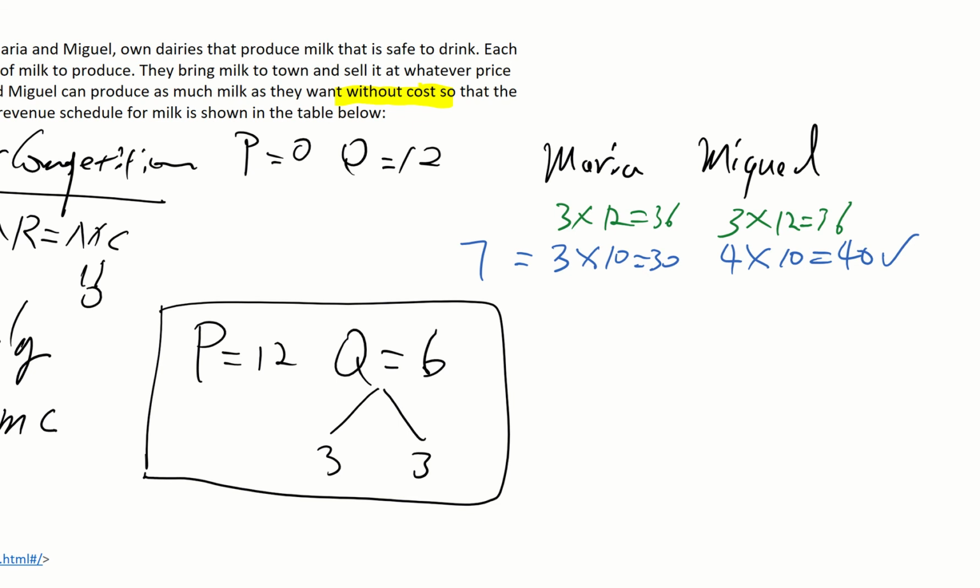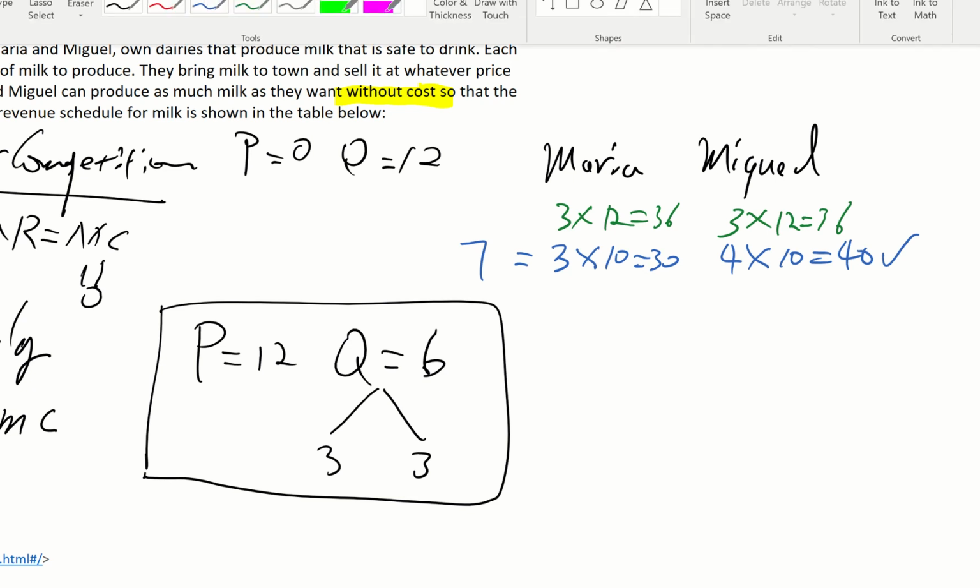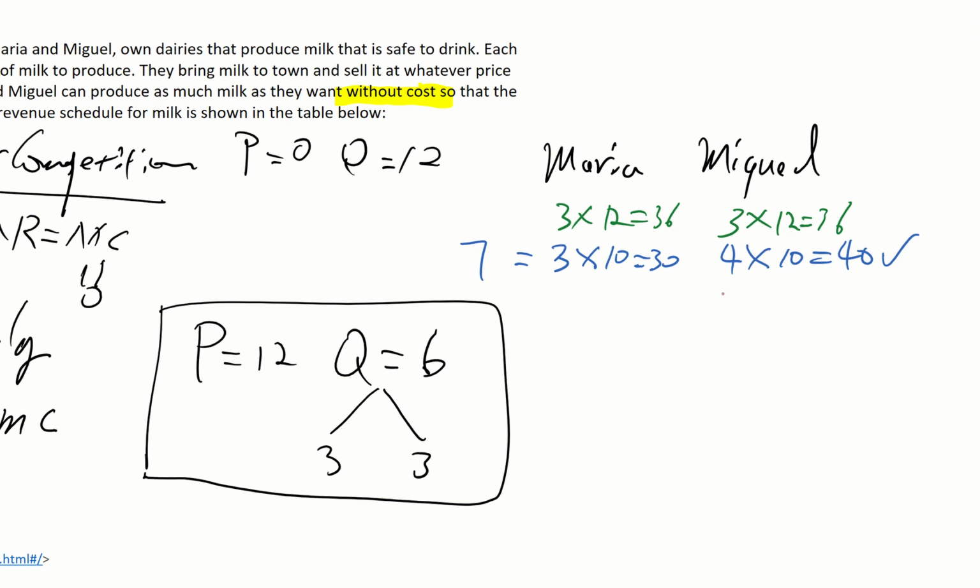Now for Maria, it's the same information. But to make it even worse, just imagine if you're Maria, and somewhere in your head you're thinking there's a chance that Miguel might cheat. If Miguel cheats, Maria will be worse off, with only $30 profit. But what if Maria cheats as well? What if Maria expected that Miguel will produce 4 gallons of milk, and Maria says, fine, if you cheat, I will cheat as well. So both parties cheat the system and both produce 4 gallons of milk, for a total of 8 gallons.